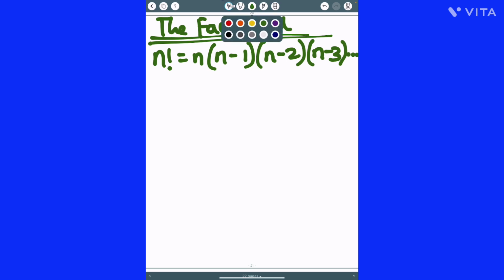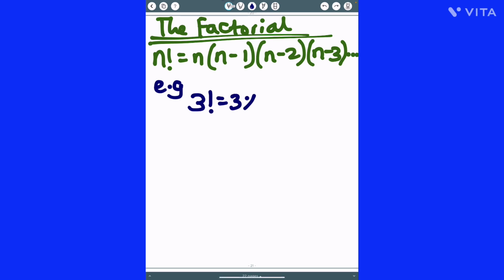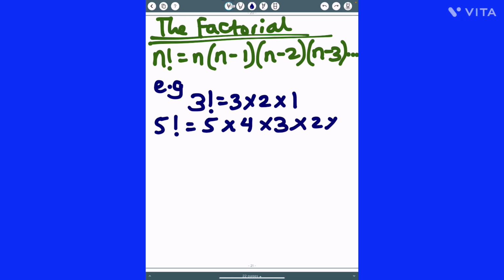And so on. So that means, for example, 3 factorial is what? 3 factorial is 3 times 2 times 1. 5 factorial is what? 5 times 4 times 3 times 2 times 1. 4 factorial is what? 4 times 3 times 2 times 1, and so on.